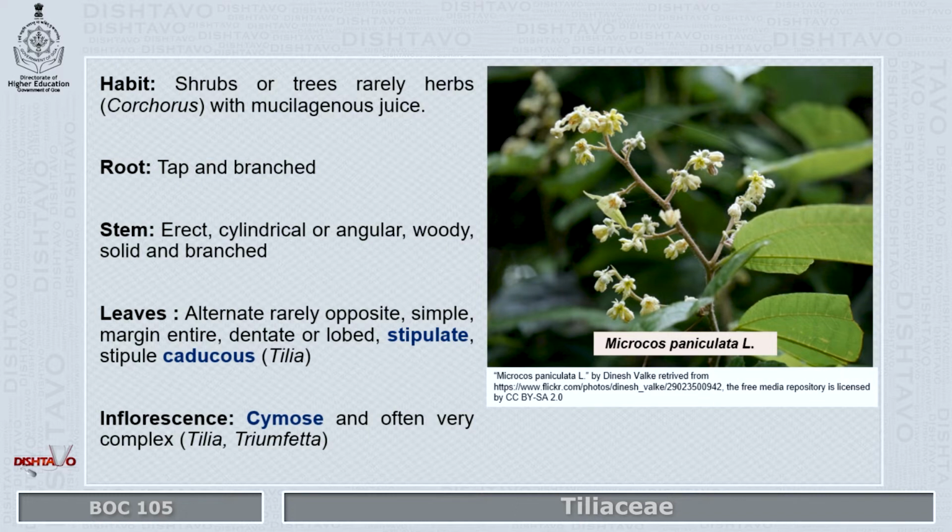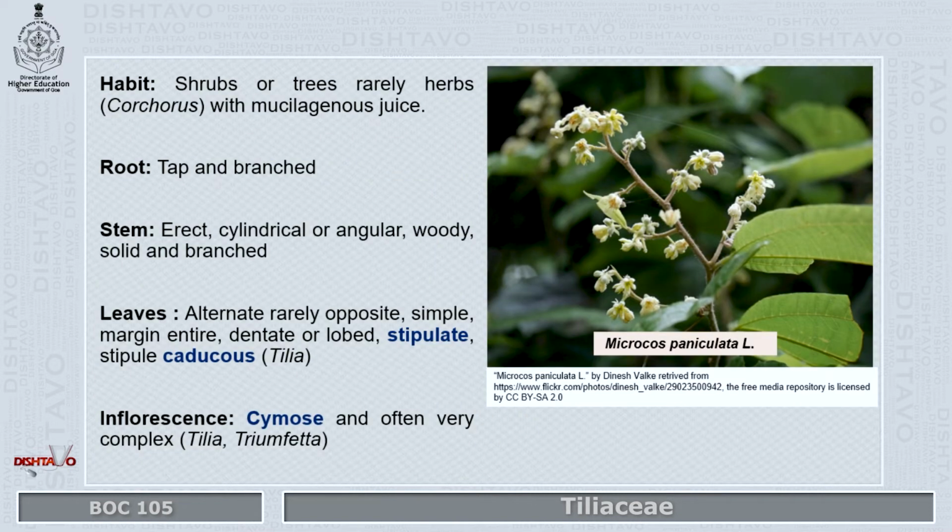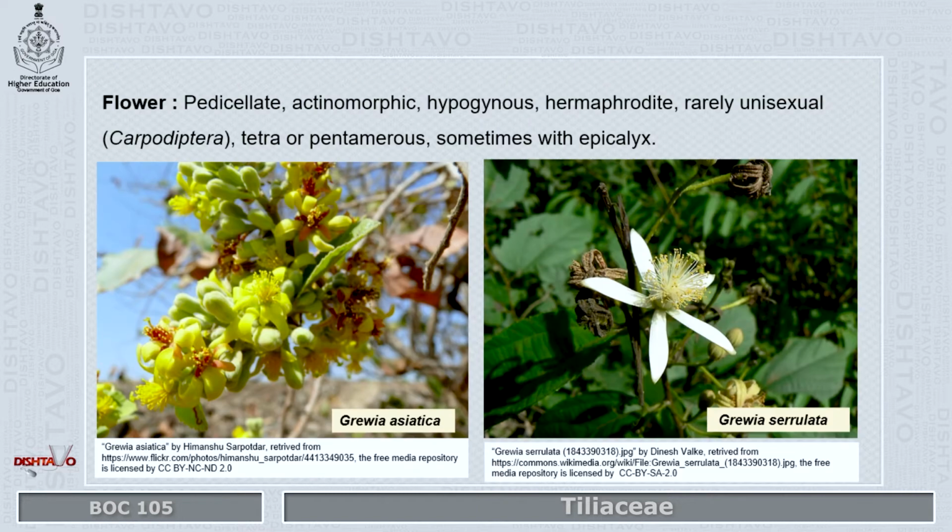Then inflorescence, it is cymose inflorescence. So cymose means old flowers are at the top and the young ones are at the bottom of the inflorescence. And it is often complex. The examples are Tilia and Triumfetta. And the picture here on the right side you can see is of Microcos paniculata, wherein you can observe the cymose inflorescence very clearly.